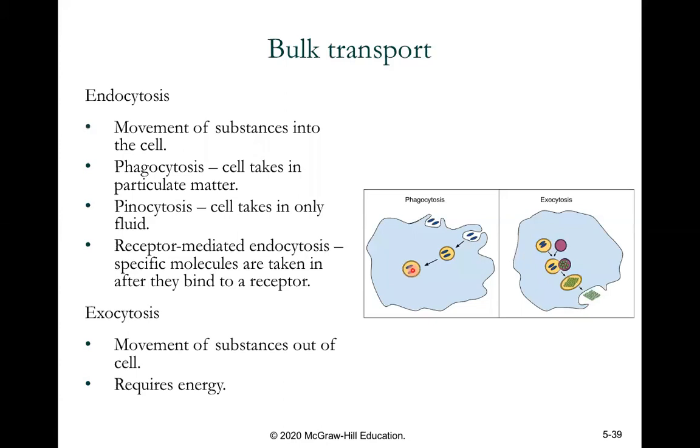We also have bulk transport, where endocytosis is the movement of substances into the cell, and phagocytosis is where cells take in particulate matter. Pinocytosis is where the cell takes in only fluid, and receptor-mediated endocytosis is where specific molecules are taken in after they bind to a receptor. This all happens alongside exocytosis, the movement of substances out of the cell, which requires energy. In our image, we see phagocytosis, where it's eating or engulfing particles to bring into the cell, as exocytosis is taking items in vesicles out of the cell.